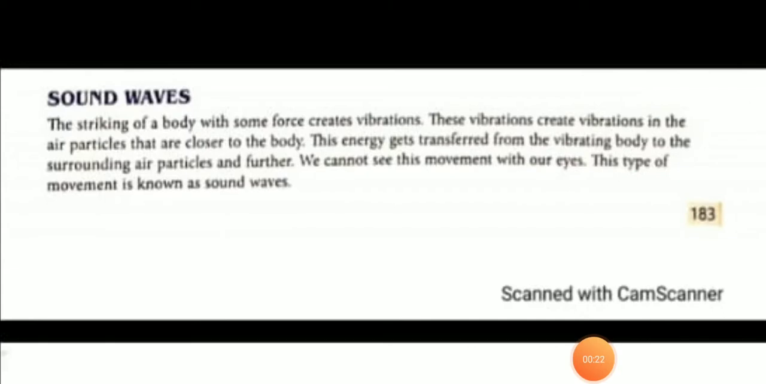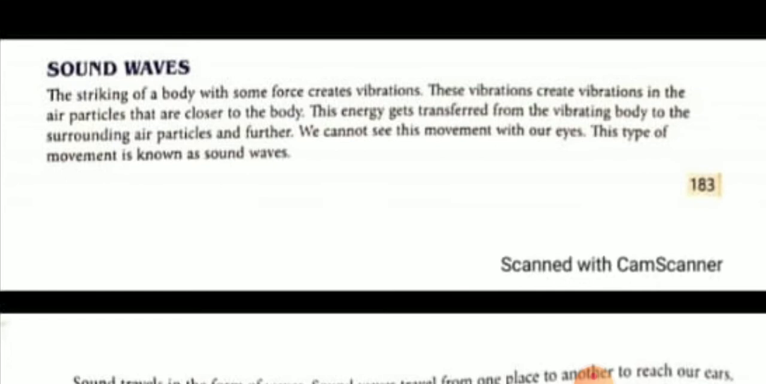Now, today we will continue with the chapter Sound, and today we will read about sound waves and different terms related to sound. So, sound travels in the form of a wave. The striking of a body with some force creates vibration, and the vibration creates vibration in the air particles that are closer to the body.